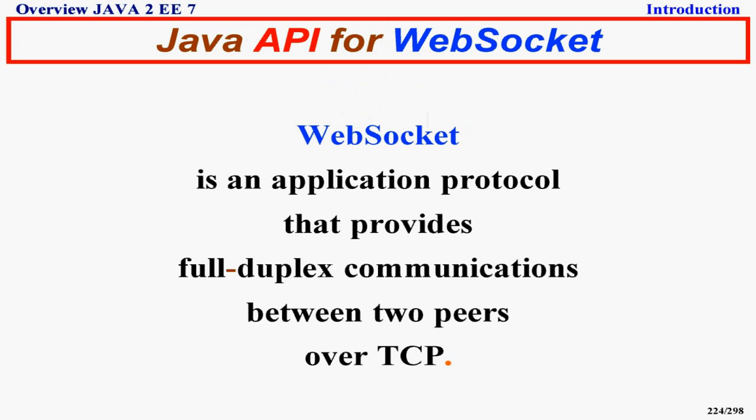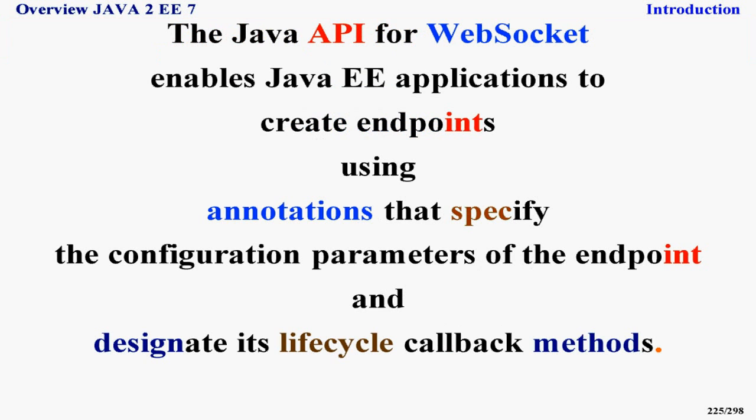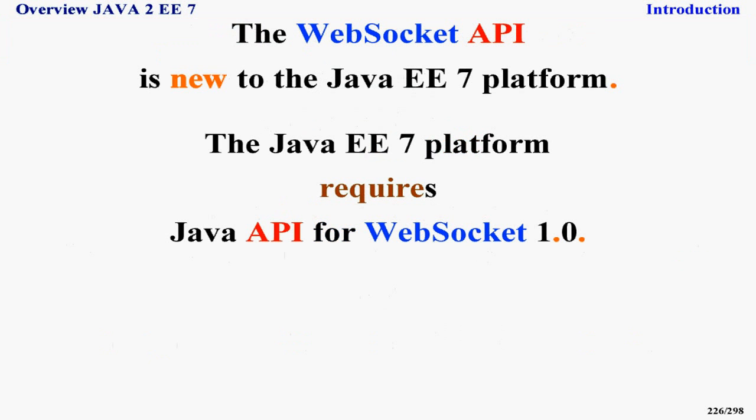Java API for WebSocket. WebSocket is an application protocol that provides full-duplex communications between two peers over TCP. The Java API for WebSocket enables Java EE applications to create endpoints using annotations that specify the configuration parameters of the endpoint and designate its lifecycle callback methods. The WebSocket API is new to the Java EE 7 platform. The Java EE 7 platform requires Java API for WebSocket 1.0.